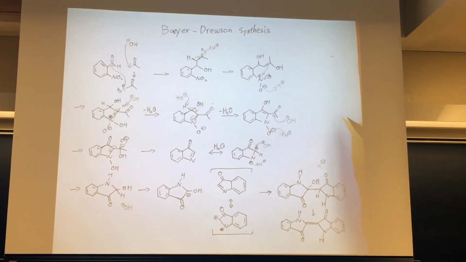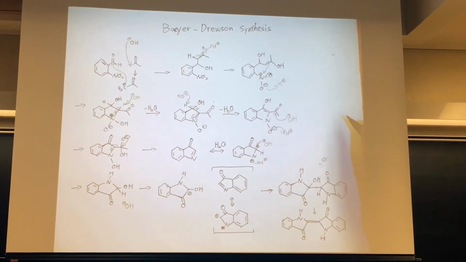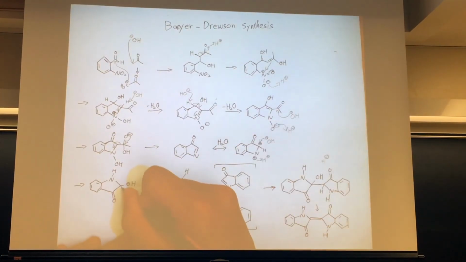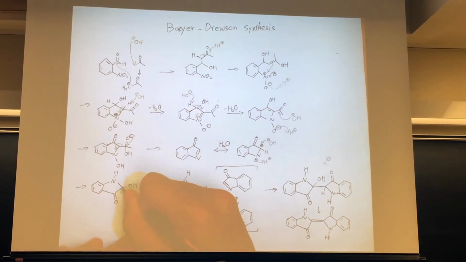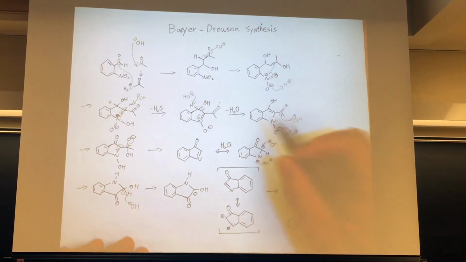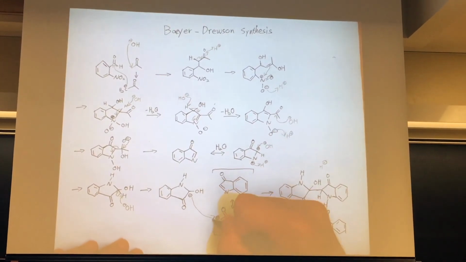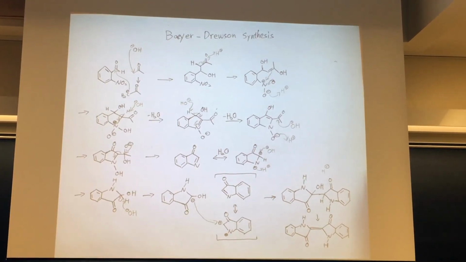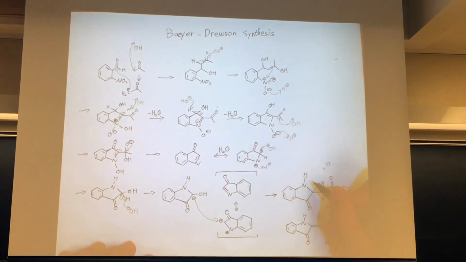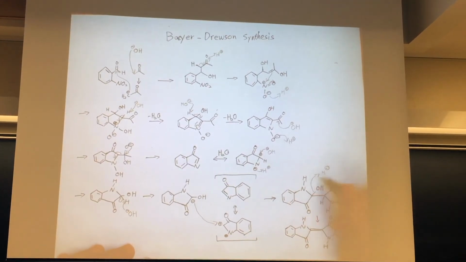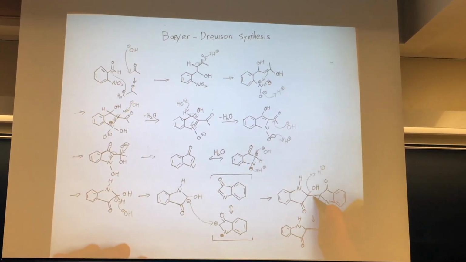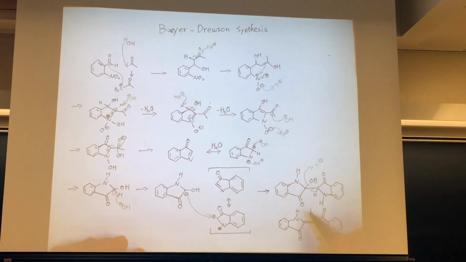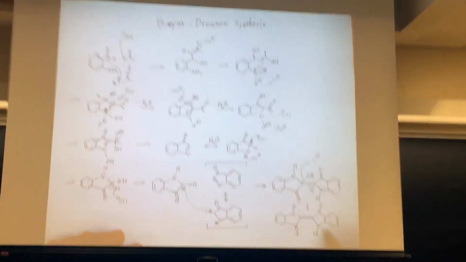And the final step is another base-catalyzed aldol reaction, which forms this new carbon-carbon bond between the rings. And finally, when acid is present, the hydroxide group will leave and make this new carbon-carbon bond. What's left is the indigo dye.